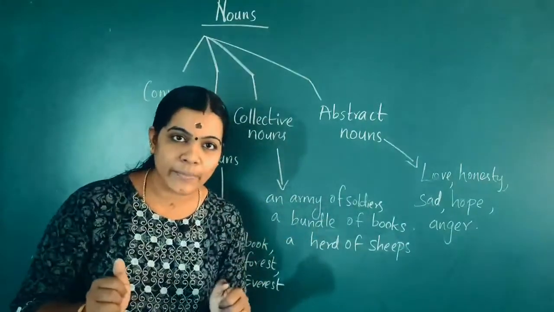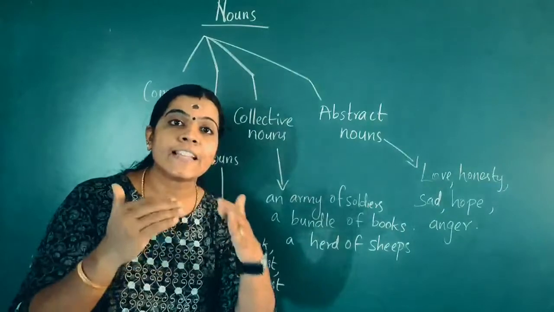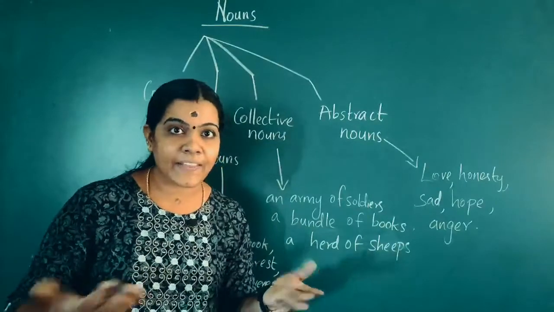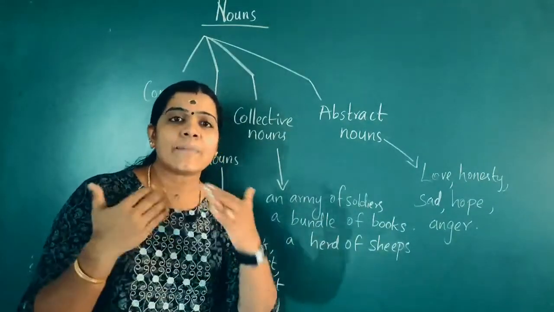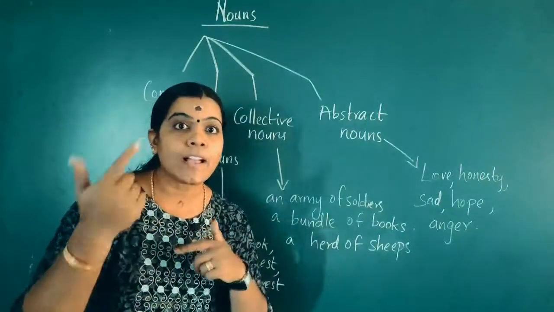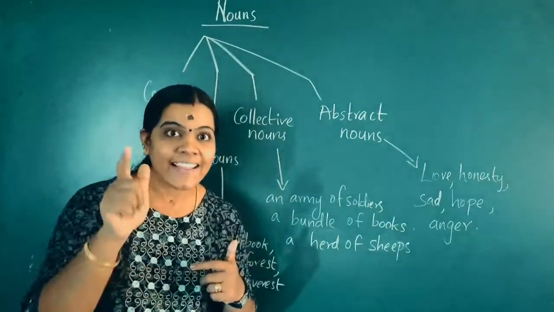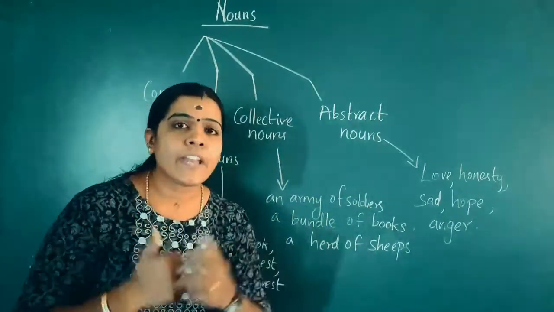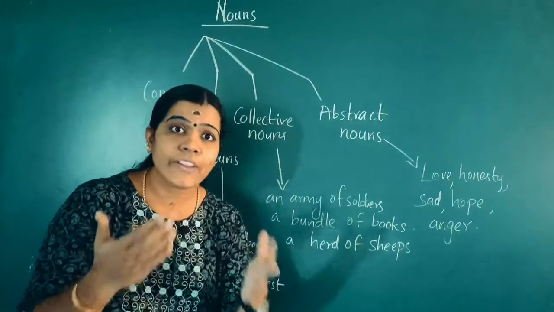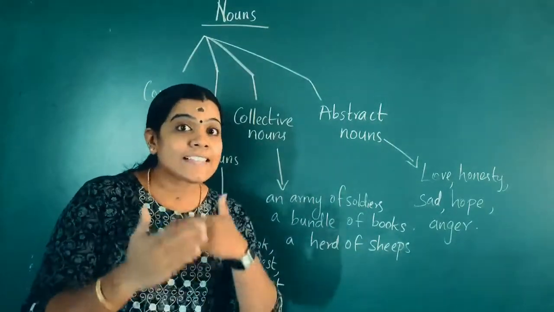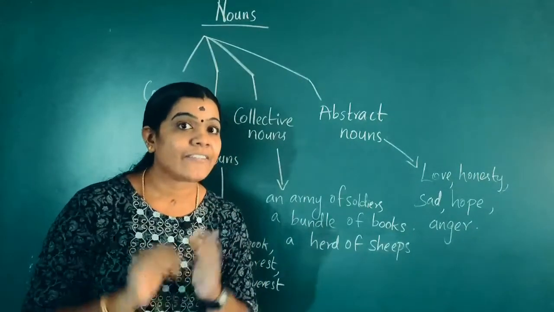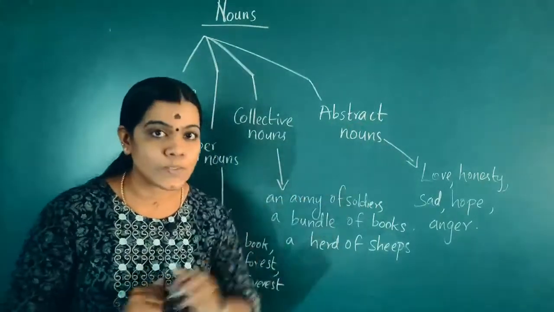We all are human beings, no? So we have different feelings in different situations. If something good happens, what is our feeling? Happy. We are very happy. And if something bad happens, we will be sad. And if somebody beats you, you will become what? Angry. And if you see some accident in front of you, what will be your reaction? You will feel sympathy. So these are all the feelings of human beings. Such feelings we refer to as abstract nouns.